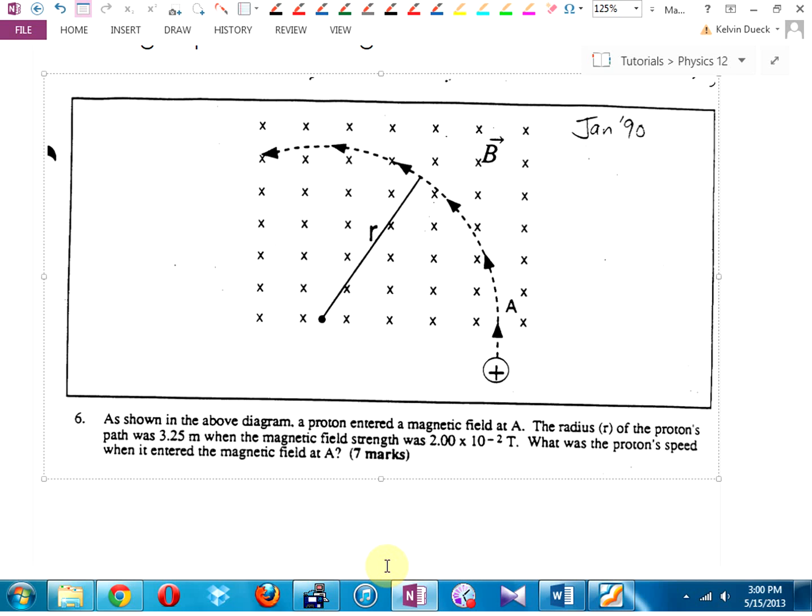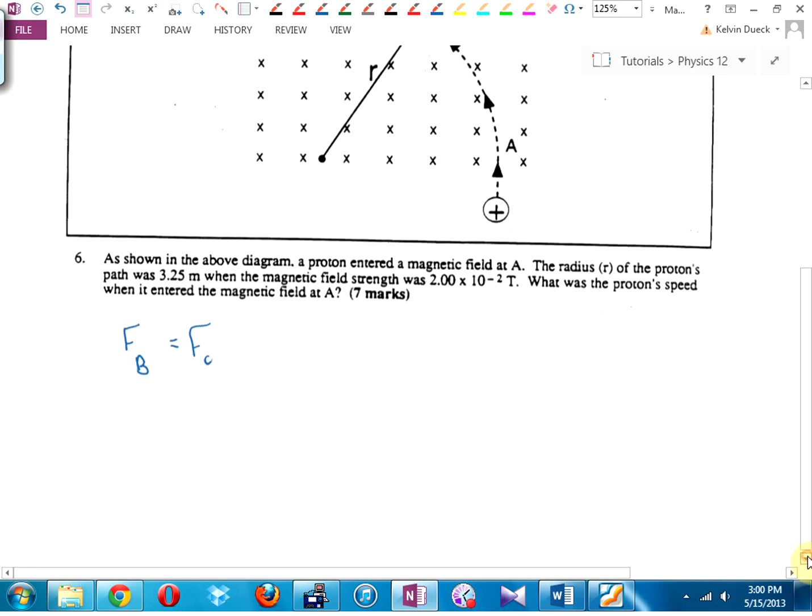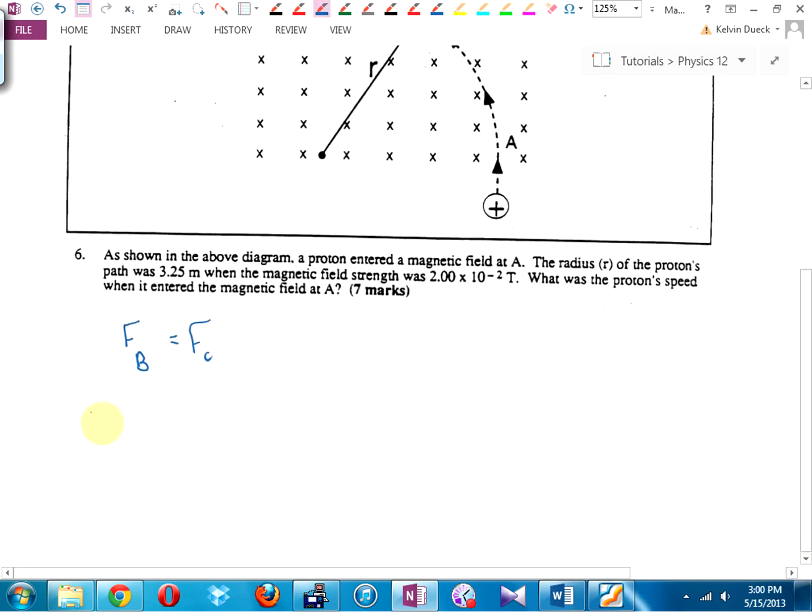You're going to have some kind of a written question where we're pushing into a circle, and your approach is going to be, it's the magnetic force that's moving you in a circle. It's going to be QVB equals MV squared over R.